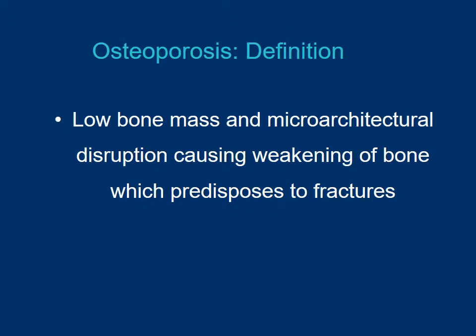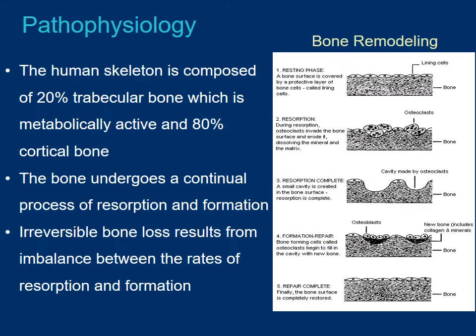So, what's the definition of osteoporosis? Osteoporosis is a bone disorder characterized by low bone mass and microarchitecture disruption causing weakening of bone, which predisposes to fractures.